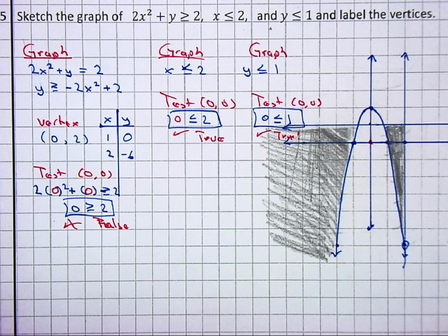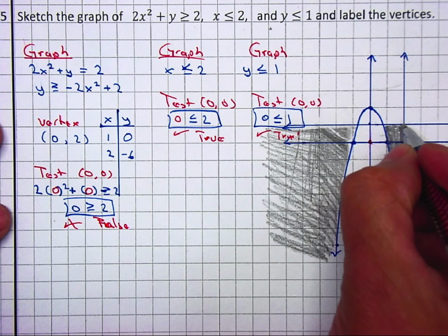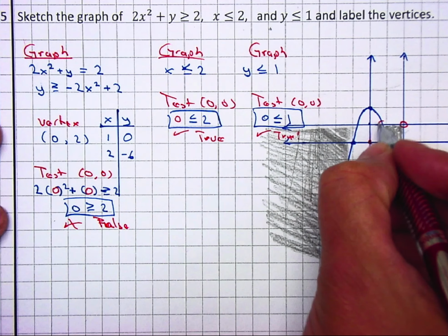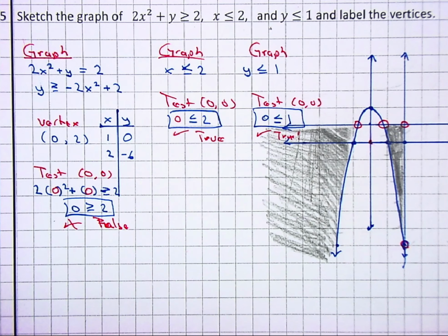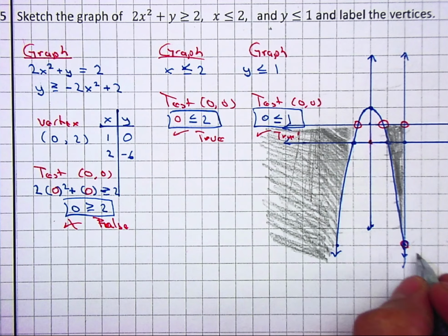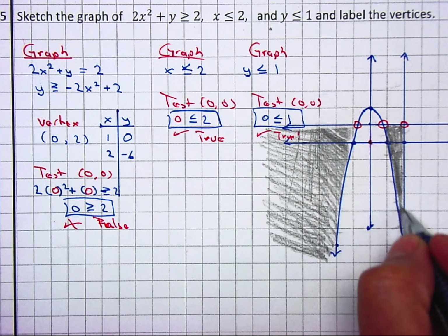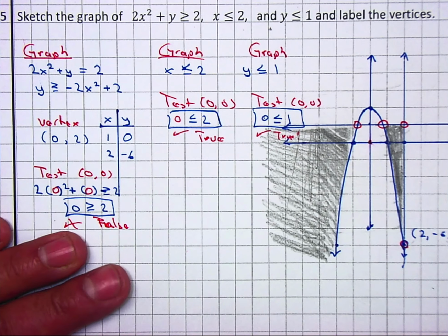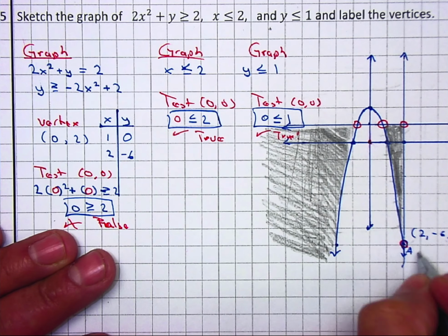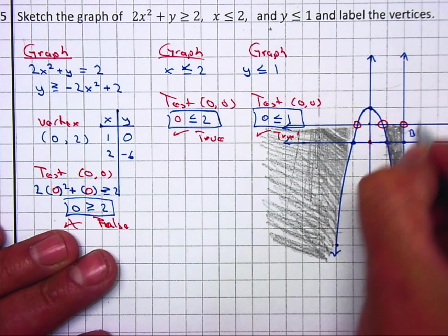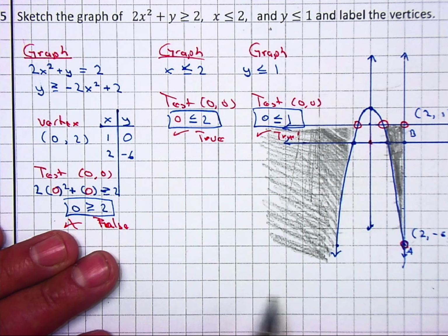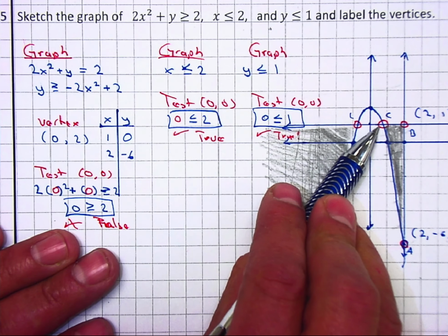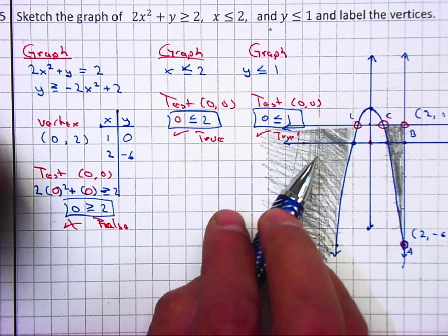And now I need to be able to find the vertices. In this case, we have one vertex here, one vertex here, one here, and one here. Some of them are easier to find, such as this one here, which is 2 and negative 6. We'll call that A. Vertex B is also easy to find, which is (2, 1). Vertices C and D are not going through a whole number, so we're going to find them mathematically.